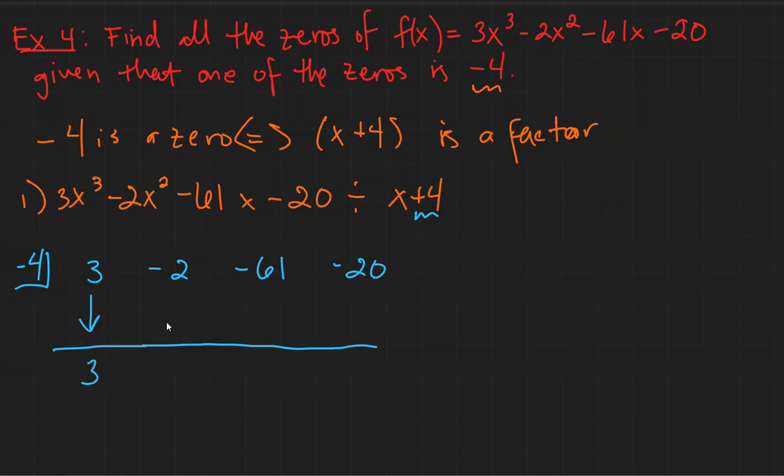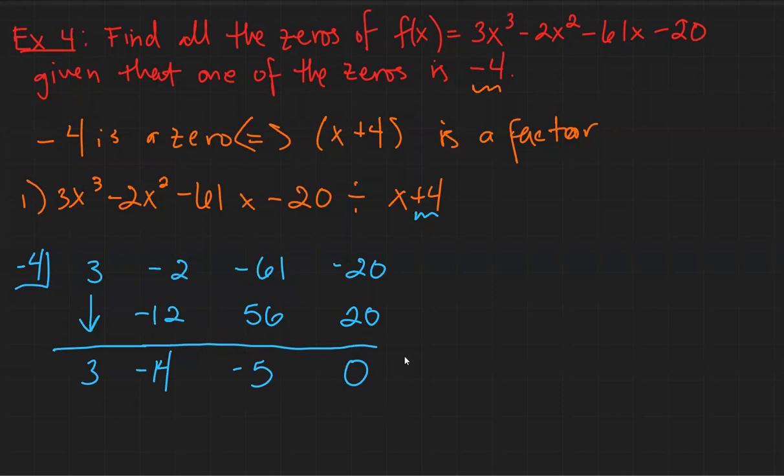Negative 4 times 3, that's negative 12. Negative 12 plus negative 2, that's negative 14. Negative 4 times negative 14, that is positive 56. Okay, so then 56, negative 61 plus 56, that is going to be negative 5. Sorry, I don't know why I'm struggling with that. Negative 4 times negative 5, that's positive 20. And we get a beautiful, beautiful remainder of 0.